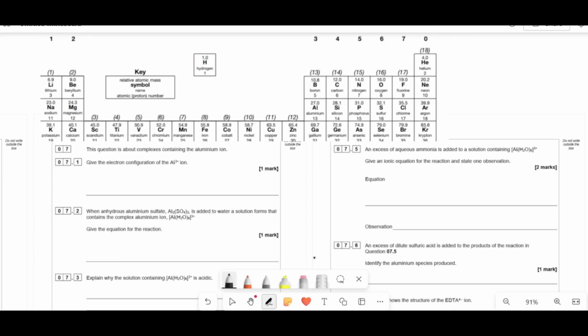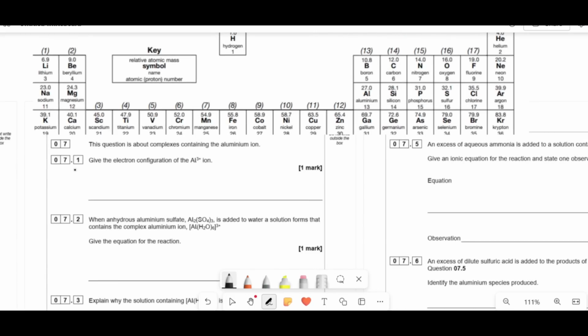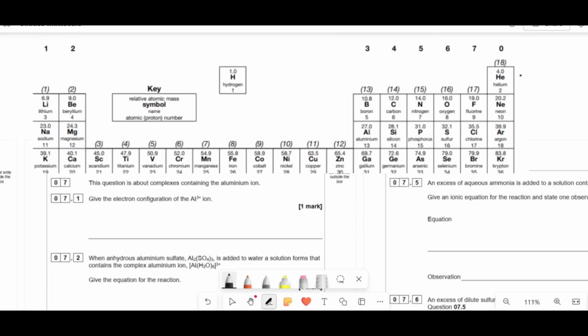So this question is about complexes containing the aluminium ion. Give the electron configuration of Al3+. Well, I know Al is in period 3, so I know it's going to be 3 something at the end of it. I'm just doing Al, sorry. So I know it's going to be 3 something.